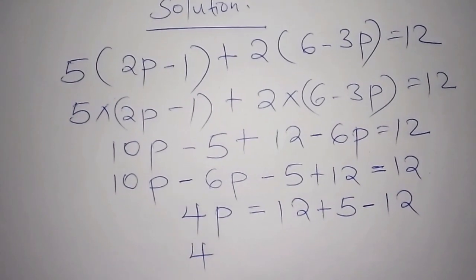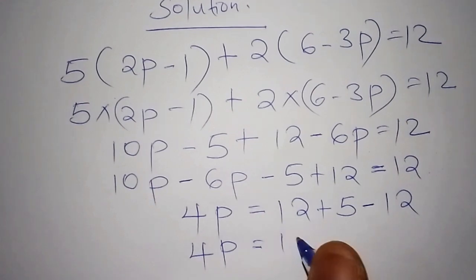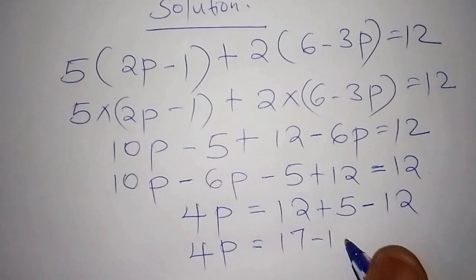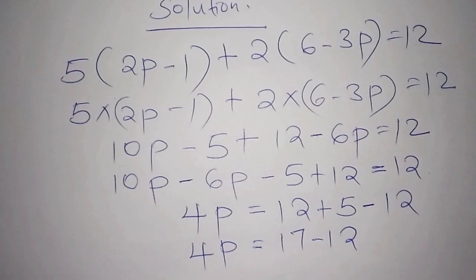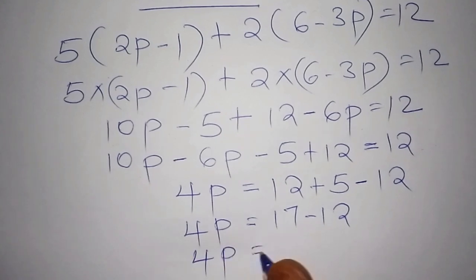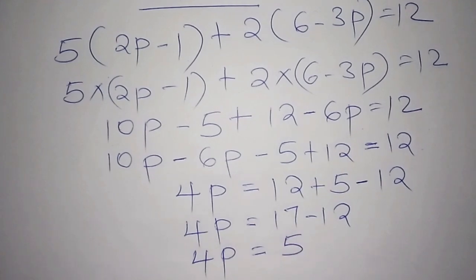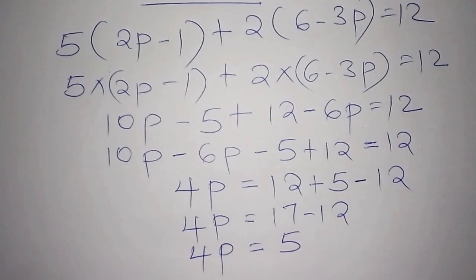So already now we have the p's on one side and the ones that are not p on the other side. So here now we shall have 4p is equals to 12 plus 5, that is 17. So we shall have 17 minus 12. So from there, what do we do? We shall have to subtract 17 minus 12. And now we shall say that 4p is equals to 17 minus 12, we have 5. So here now we are left with 4p is equals to 5.